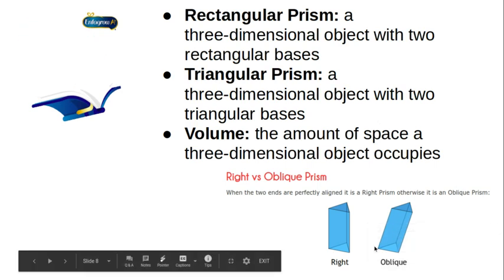If you take a look down here, this is a good example of a triangular prism. And we're going to be dealing with right prisms, which are prisms where the bottom base, this triangle here, is aligned with the top base, not an oblique, which is where it's on more of an angle. This is a much more complex formula, and you won't get to that till high school.